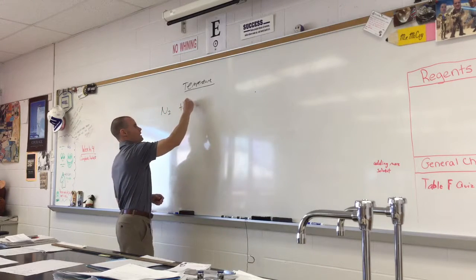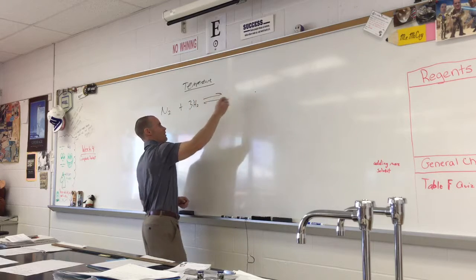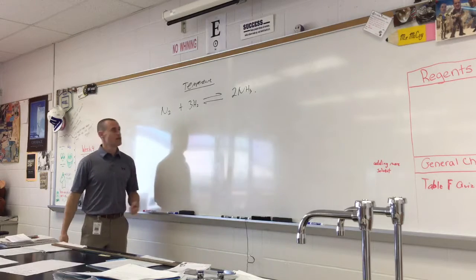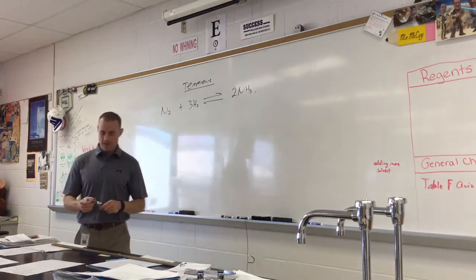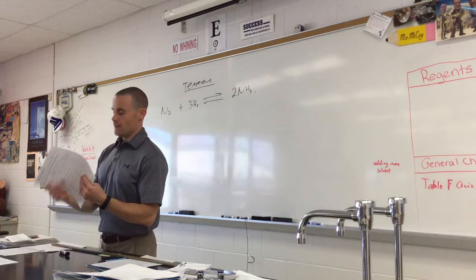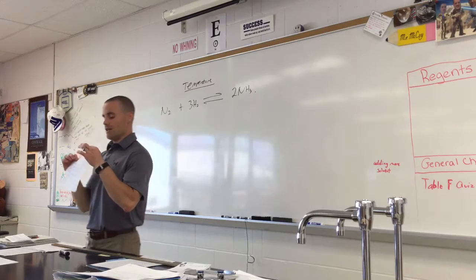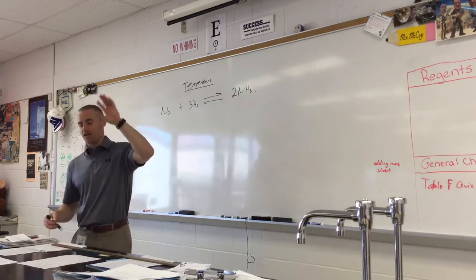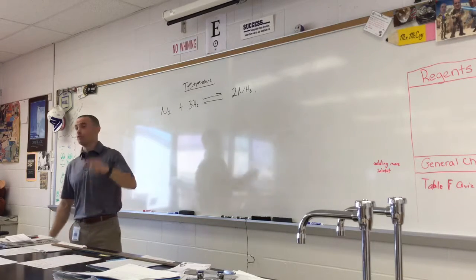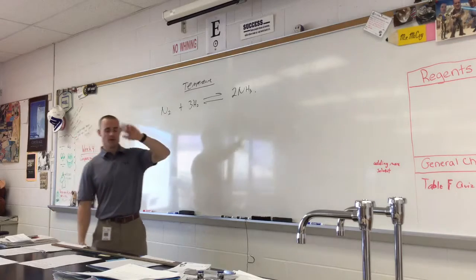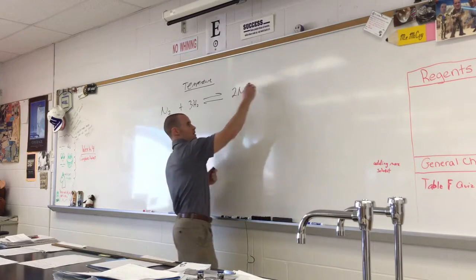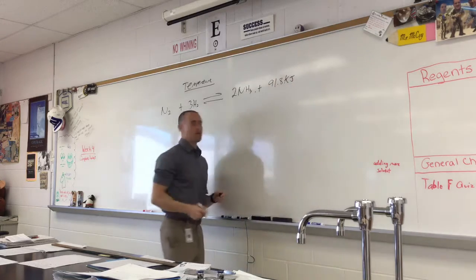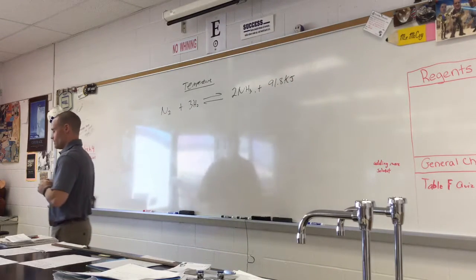N2 plus 3H2, reversible arrow, 2NH3. Okay, so here's our reaction. If you look at the top of this sheet, it says 22 kcal. That's an old number. This worksheet's like ancient, way before my time. I got it from my student teacher, who got it from a book that's even older. So we don't do that anymore. Instead we use kilojoules, 91.8 kilojoules. So that's what we're going to put for our delta H.